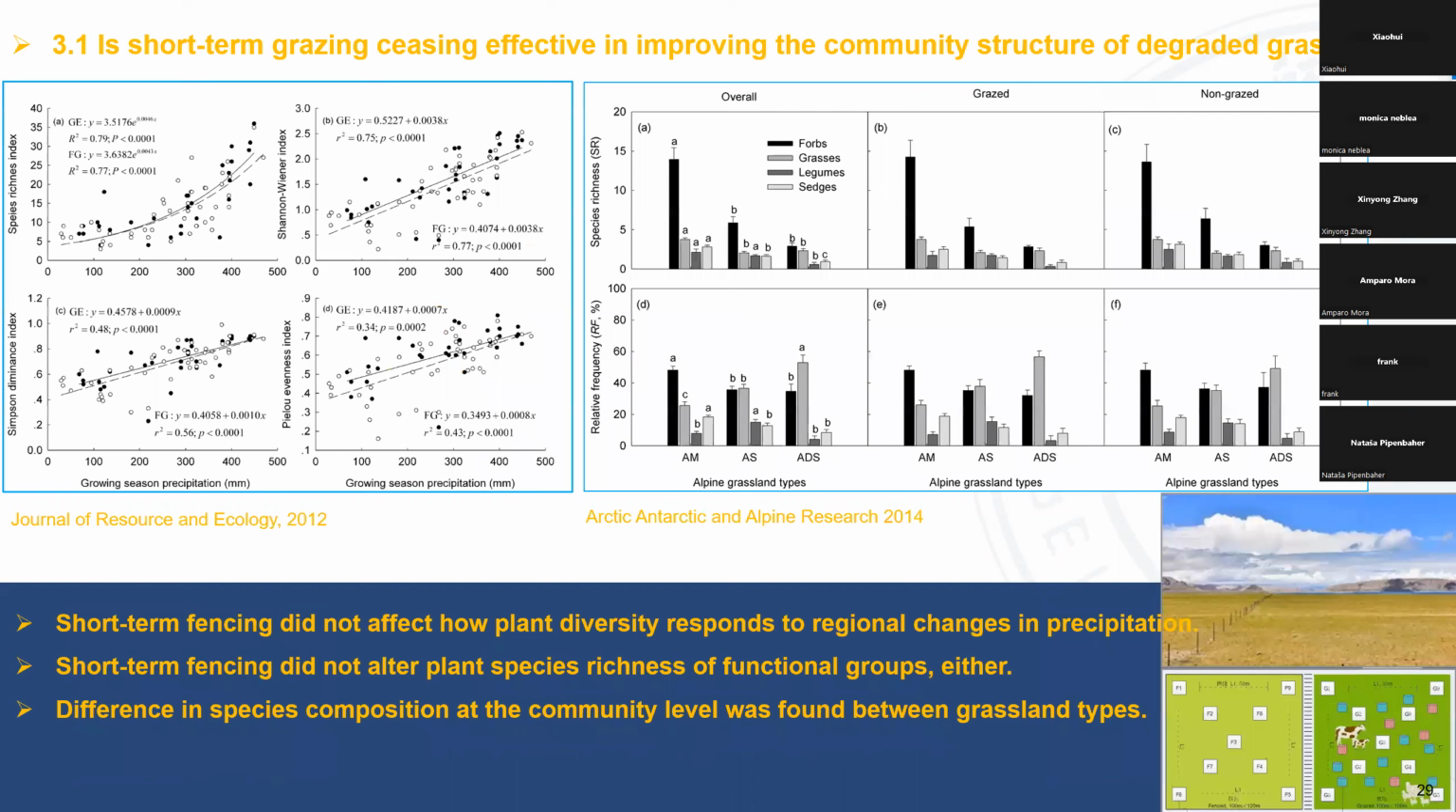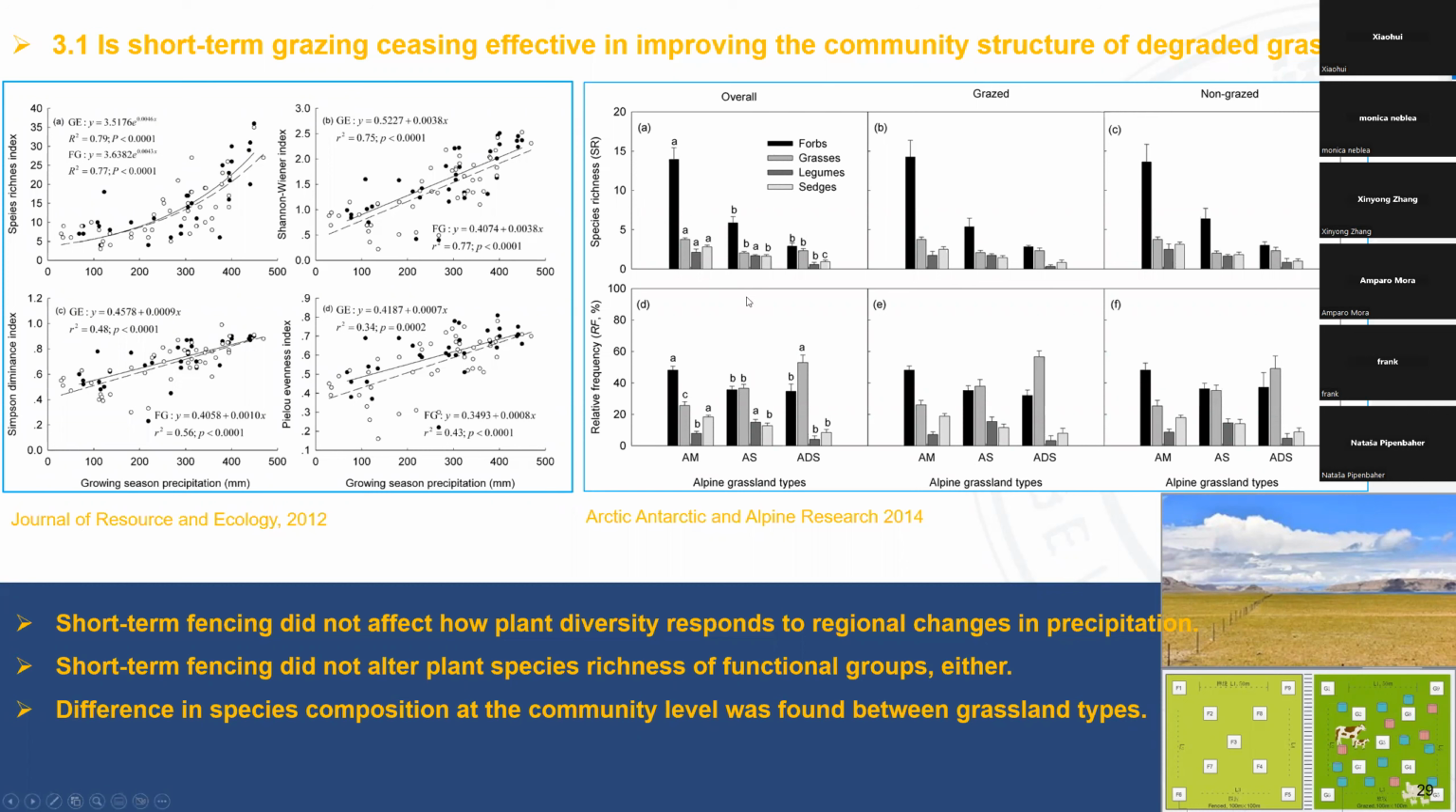So the first finding is from my PhD thesis. The figure on the left shows the species diversity indexes responding to precipitation gradients. We found that short-term fencing didn't affect or didn't alter the manner of plant diversity in responding to climate gradients. So this means maybe short-term fencing doesn't work.